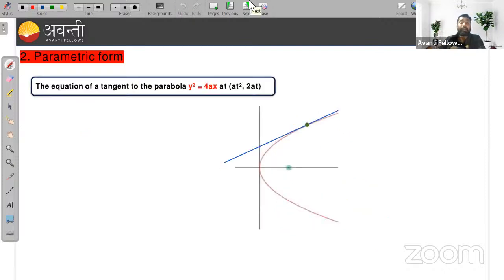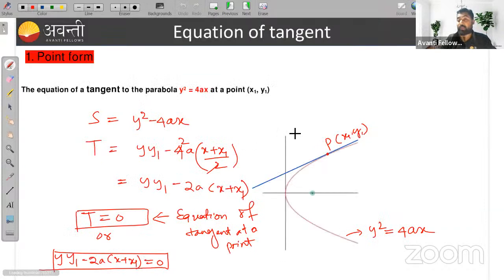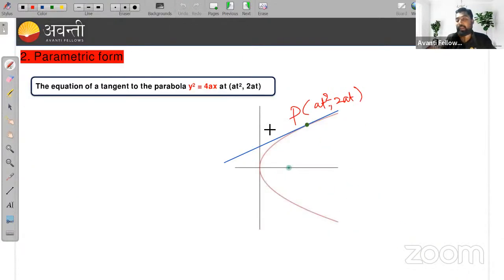Now, what is the parametric form of the equation of tangent? This is also simple. If you have a point P whose coordinates are (at square, 2at). In this case we already studied that when you have the point as (x1, y1), then T is equal to 0 is the equation of tangent. So in place of x1, y1, here we have the parametric coordinates (at square, 2at).